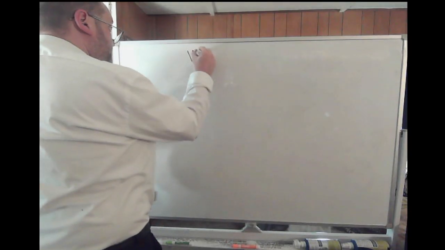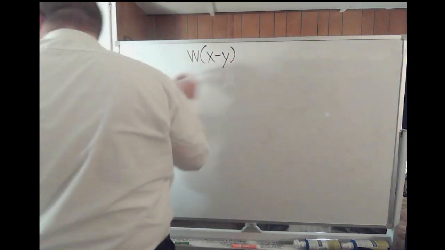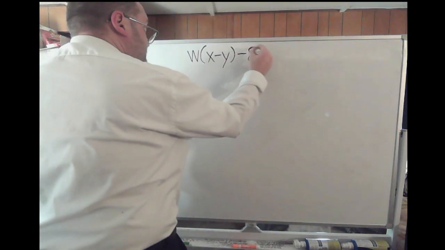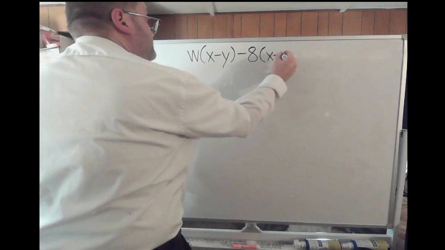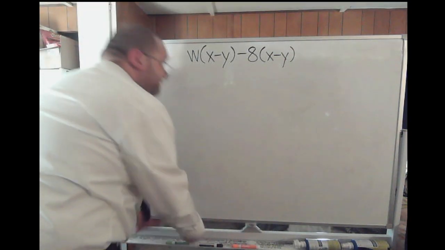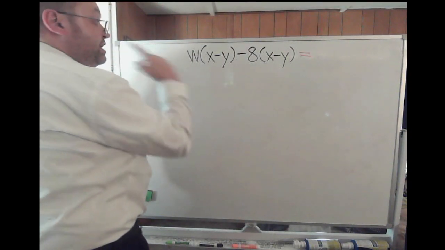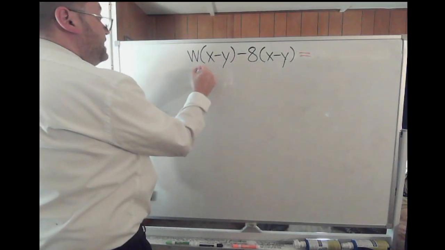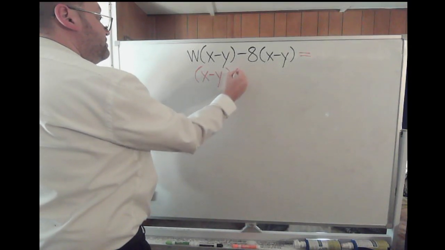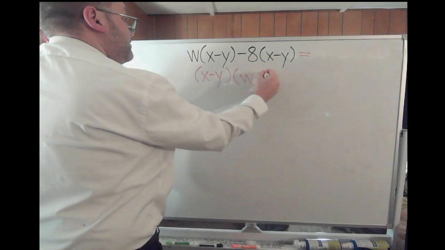We have w times the quantity of x minus y minus 8 times the quantity of x minus y. Well, let's look at these two terms. What do they both have in common? They both have a common factor of x minus y. We could factor that out. That just leaves you with w minus 8 for your other factor.